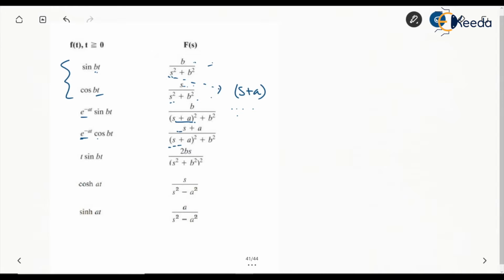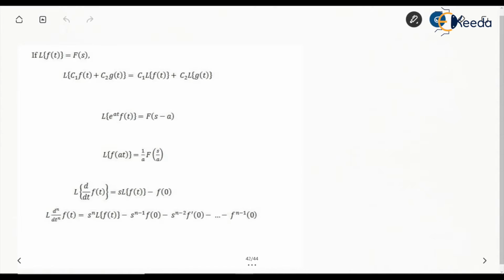For t times sin bt, we will have 2bs by s square plus b square whole square. This is hyperbolic function. The only difference from the general sine and cosine function is that the denominator has plus sign. In this case, we will have minus sign, in case you want to remember it in the easiest manner. Other than that, we will move to the properties.